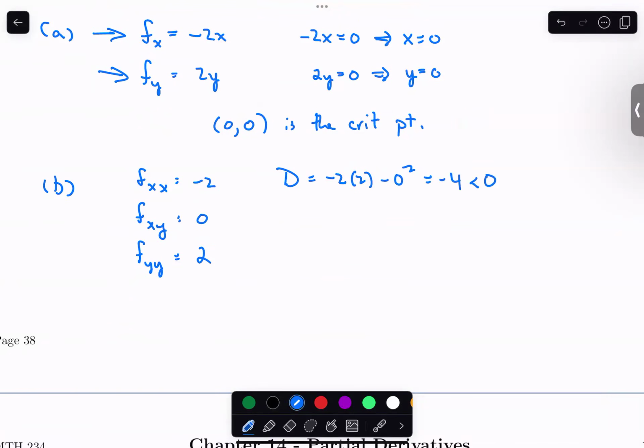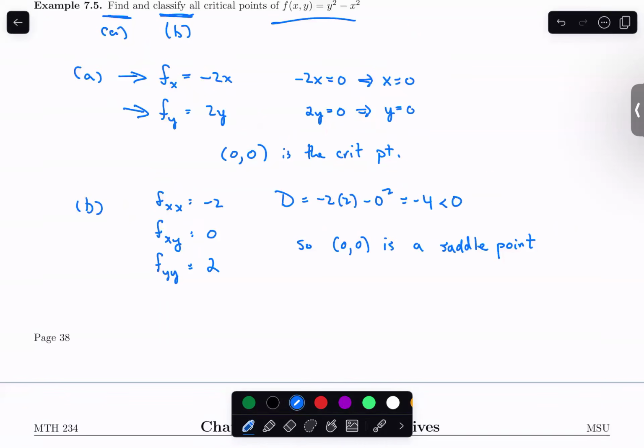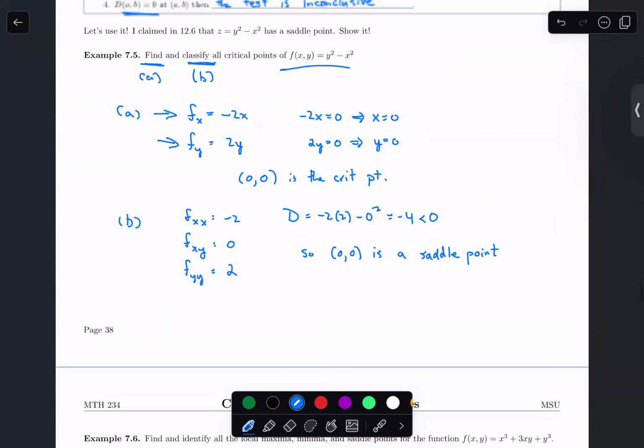And if I was showing work on a quiz or an exam or something like this, remember the main thing that we're interested in is this number positive, negative, or 0? So I'm just going to include in here that negative 4 is less than 0. That's the thing that I care about. And so therefore we are in calculus 3 world, which means we have a saddle point. So 0, 0 is a saddle point. And so this is how you mathematically prove that this hyperbolic paraboloid has a saddle point at 0, 0.